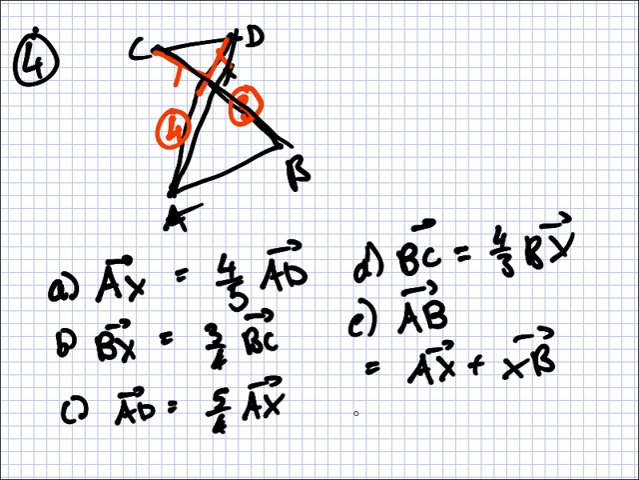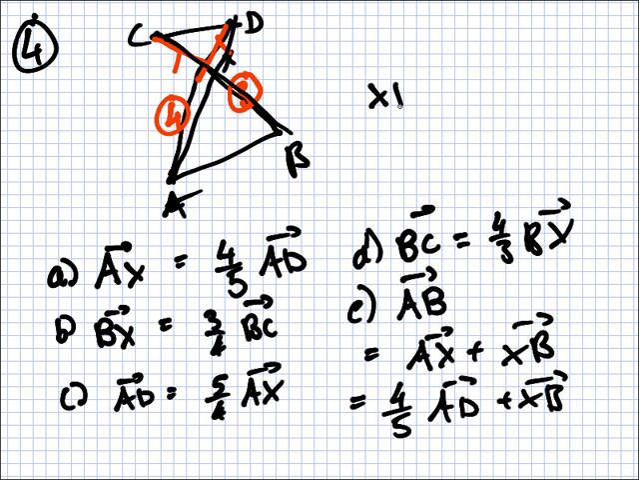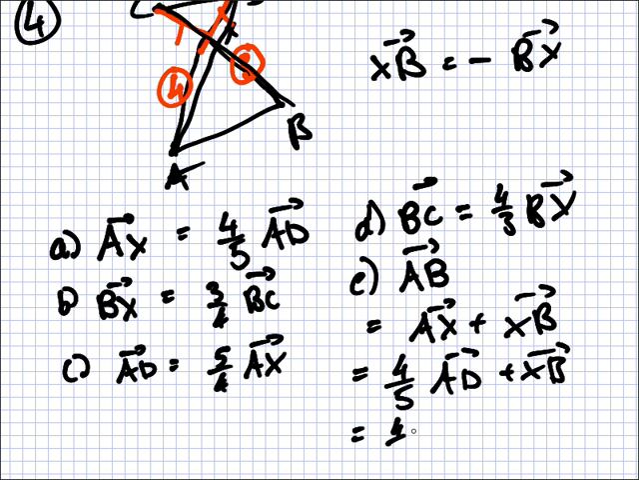Okay, well, let's just do AX first. So AX is 4/5 AD plus XB. Okay, we're happy with that one that has AD in it. We're not happy with XB. We need to change XB. Where is it? 3/4. See, that's BX. So what you could do, if you look at the picture, you can see that XB is the same as minus BX. Because the only difference is they're opposite. So you could change this into 4/5 AD minus BX.